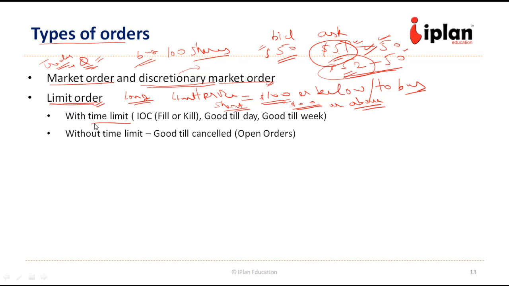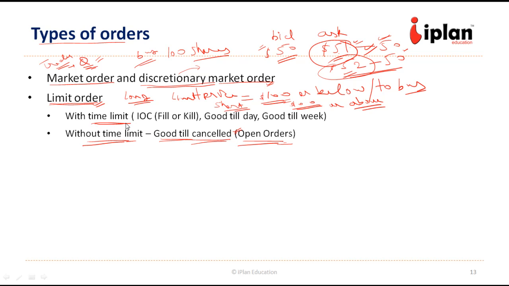So it could be of two kinds, with a time limit or without a time limit. If it is without a time limit, it will be good till cancelled. So it will be an open order. Unless the trader cancels it, it will be live in the market, and as soon as the price reaches the limit, it will get executed.